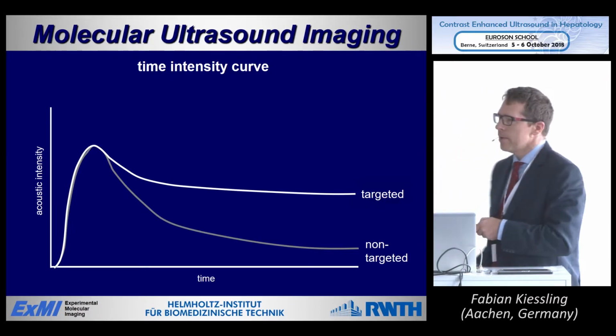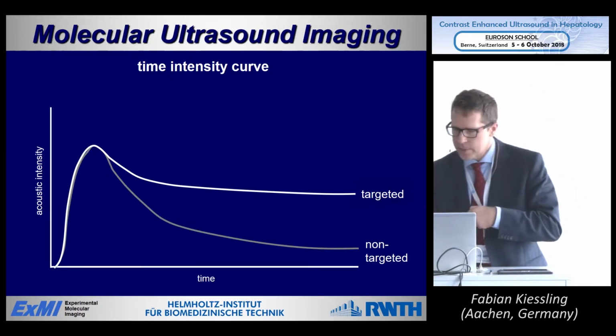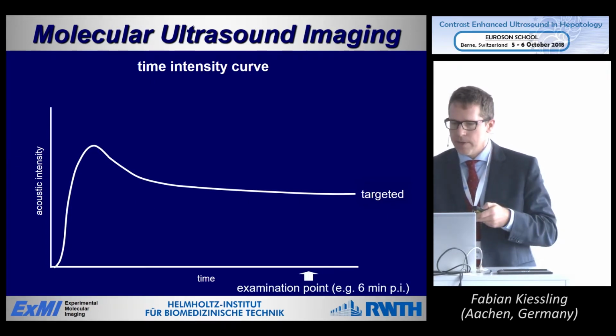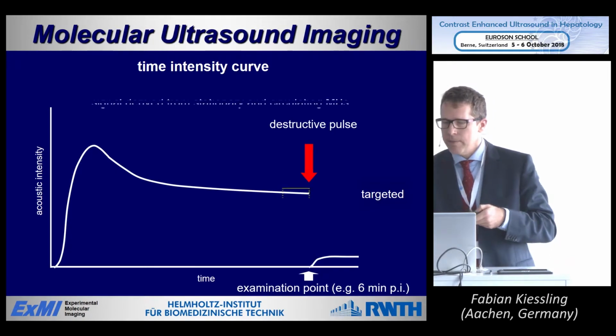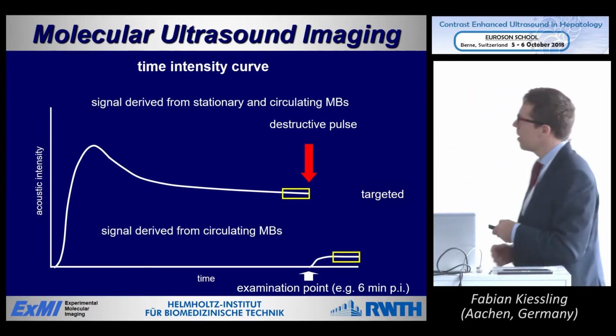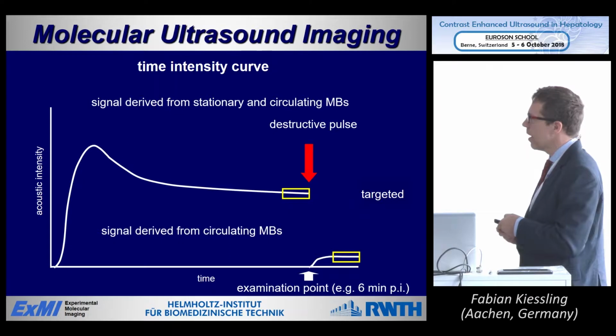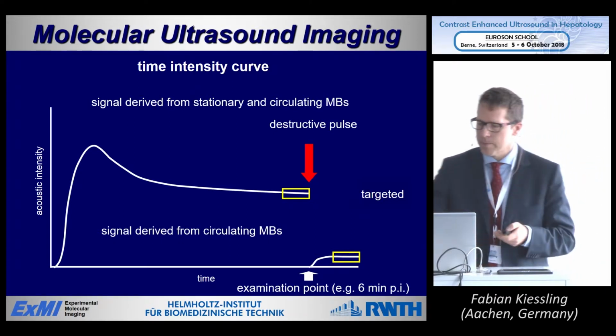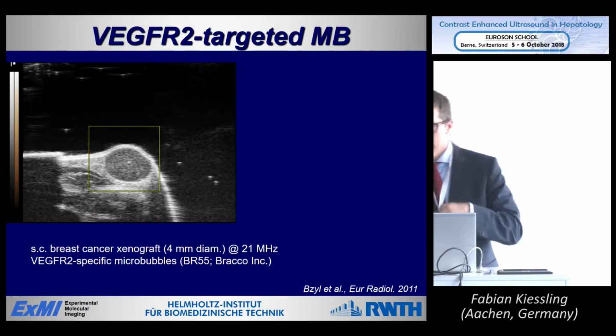So what we do if we want to see molecular information is that we just apply a destructive pulse after we have known that the targets are saturated by the microbubbles. And then we look for the early replenishment of the bubbles, and then we have a plateau level before and after the pulse that we can subtract to get the information about the molecularly bound microbubbles. And that's how it looks in reality.